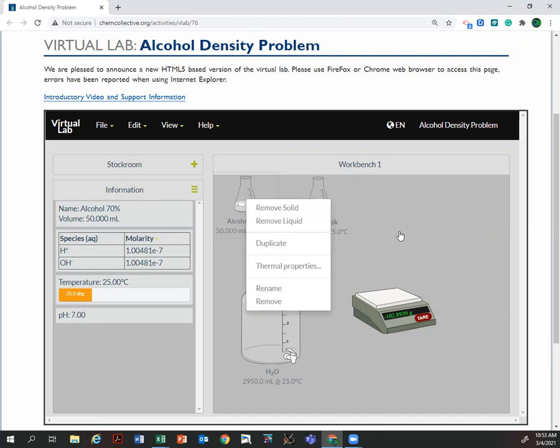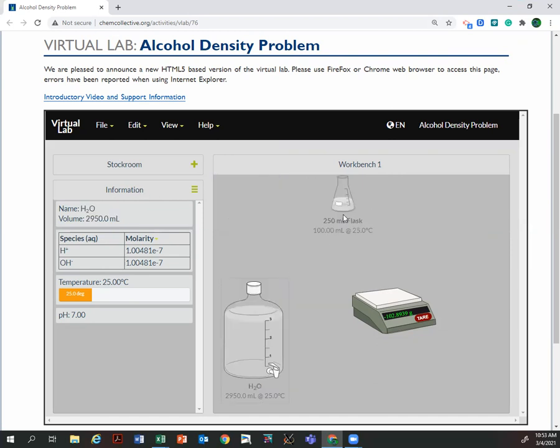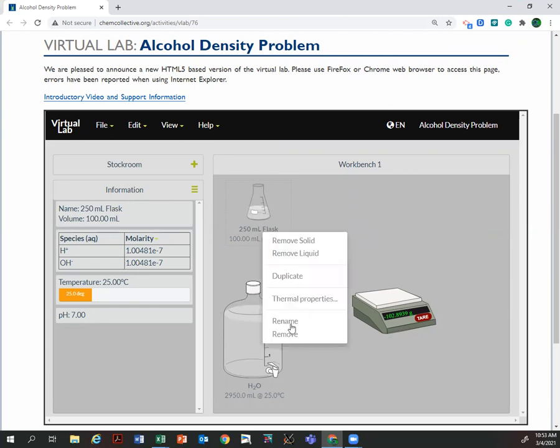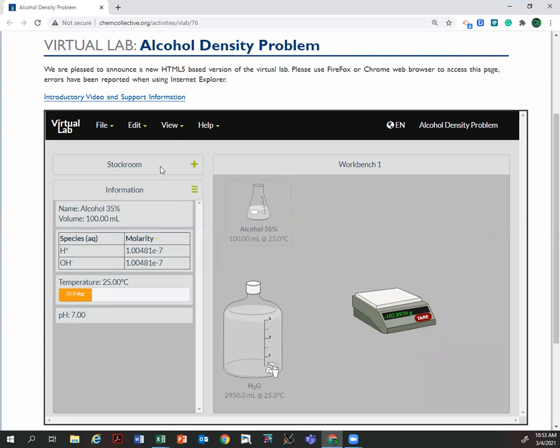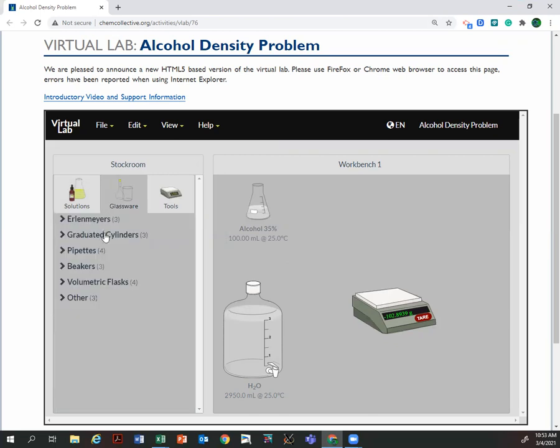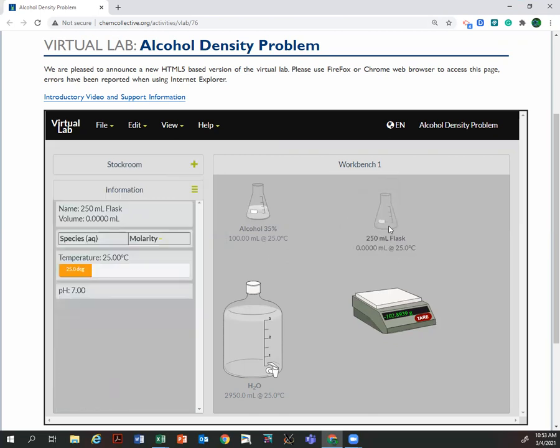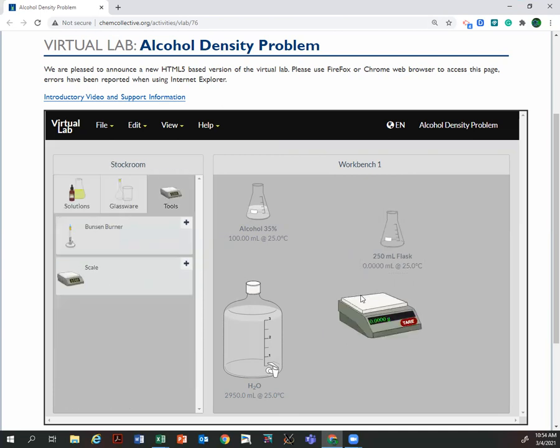So we have space on our bench. Remove. The program has to work for me. Okay, good. So now I have a new solution, which is 35% alcohol. And we're going to find the density of this new solution. Again, I'm going to find the mass. Sometimes you just need to reload the scale for this program to work.